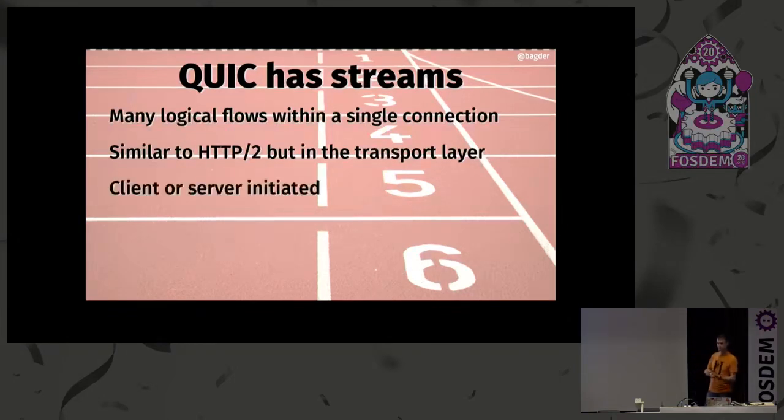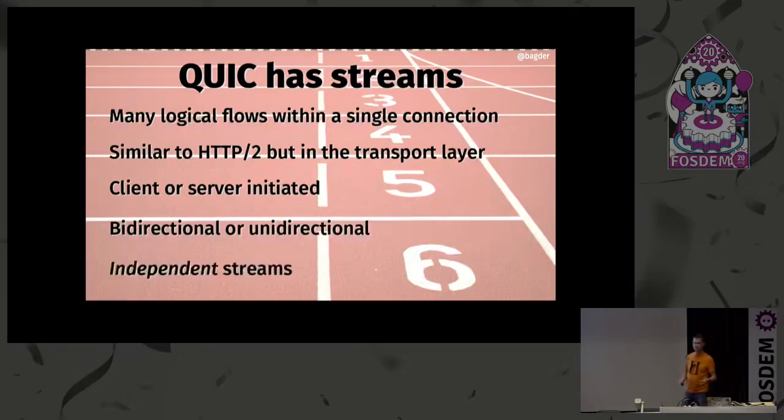And you can actually store them from both ends, and you can make them bidirectional or unidirectional. So a little bit more complicated than before. And possibly the biggest point with these streams is that they're independent. What does that mean? Why are they independent?